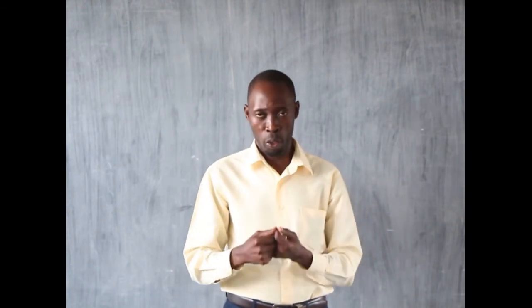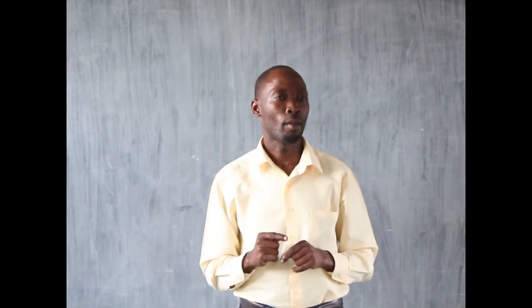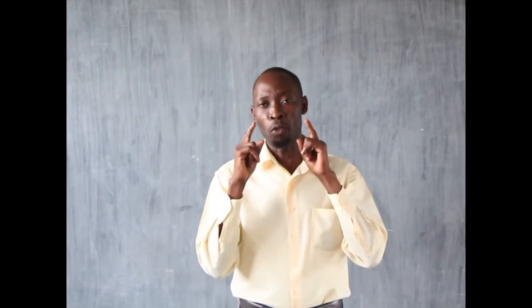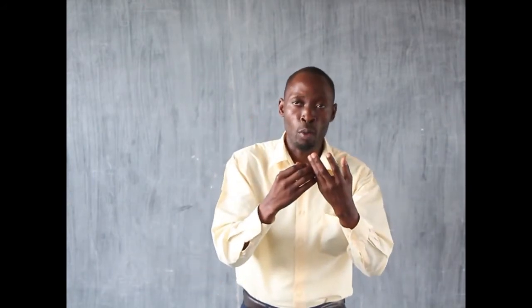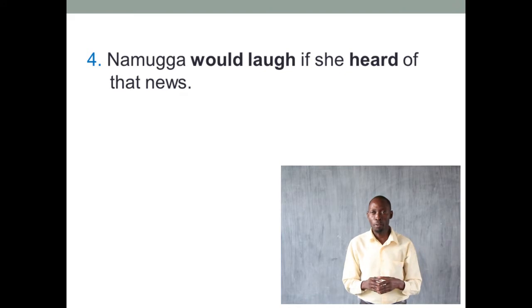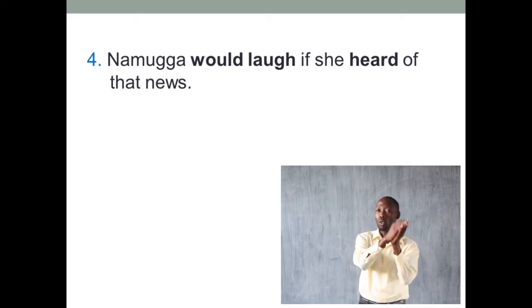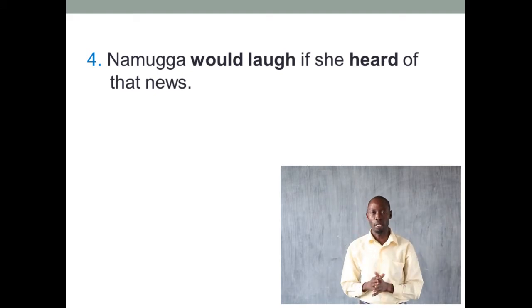Please note, I want to stop saying this. Whenever we construct a conditional sentence beginning with the conditional clause, we must supply a comma. Candidates, I want to remind you, the moment you forget to supply that comma and you have begun your sentence with the conditional clause, you will have committed an academic suicide. Please note that. But when we begin with the result clause, no comma should be put anywhere. As you can see, number 4, Namuga would laugh if she heard of that news. Now you can see we have begun with the result clause and no comma is anywhere apart from a full stop at the end of the sentence.